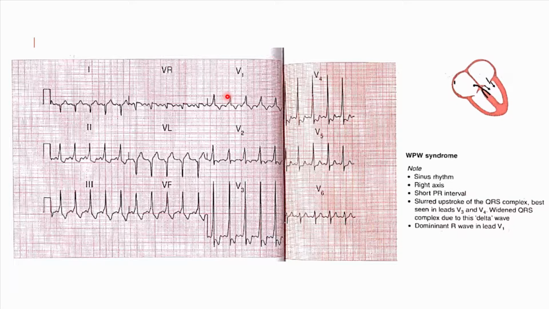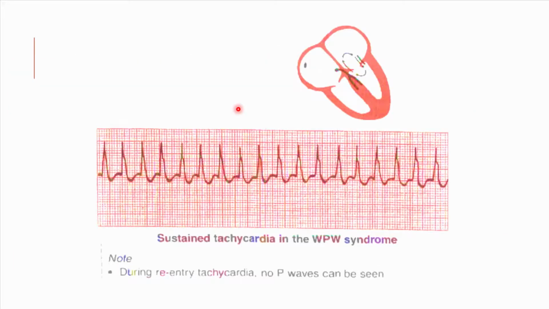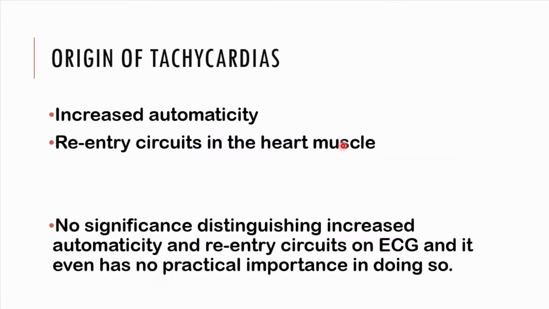We shall talk about what the dominant R wave is when we look at ventricular as well as atrial hypertrophy. Here is a sustained tachycardia with Wolff-Parkinson-White syndrome. Obviously, this is due to re-entry tachycardia, so there are no P waves that you can notice on this ECG.